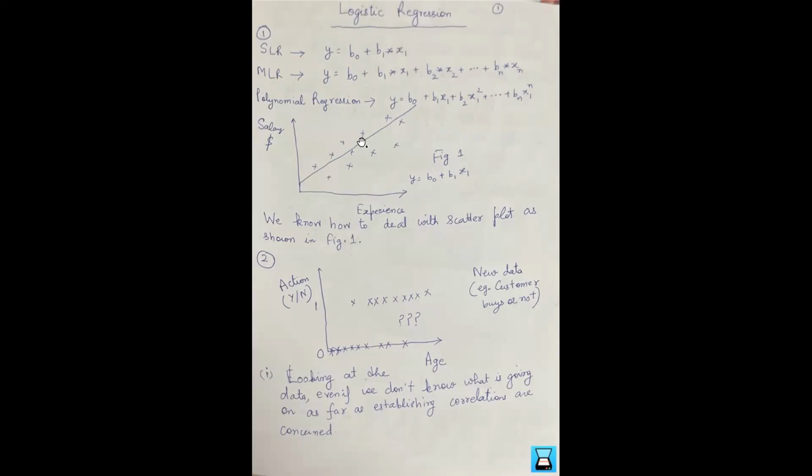Now, if we have this kind of data, the crosses are the observed values. We have already dealt with this kind of data, where salary and experience were plotted, and we know that it can be modeled with a simple linear regression model with this equation, y equals b0 plus b1 x1. We know how to deal with a scatter plot like this. But let's see if the observed values follow a different kind of trend.